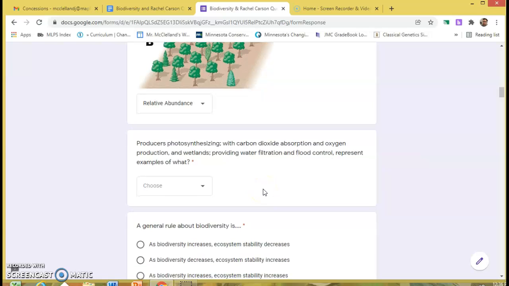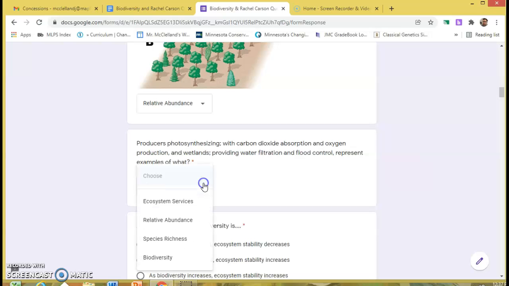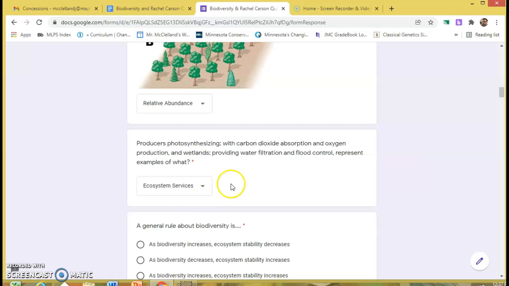All right, producers photosynthesizing with carbon dioxide absorption and oxygen production, and wetlands providing water filtration and flood control represent an example or examples of what? So those are things that nature does for us and are helpful, and they are called ecosystem services. Greater biodiversity improves or increases the ecosystem services that we benefit from.